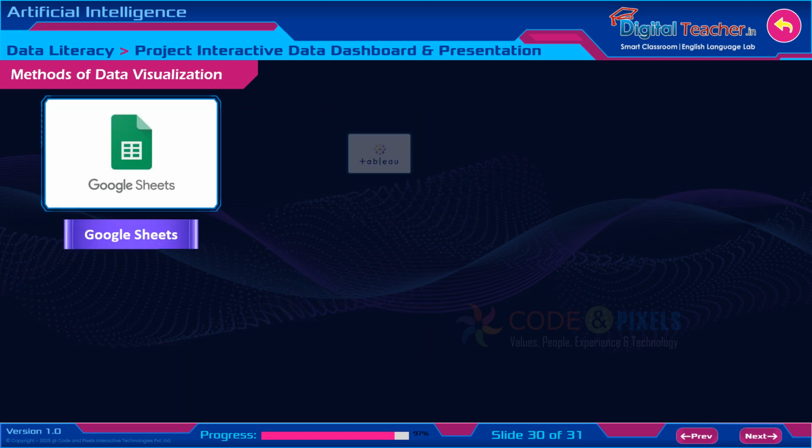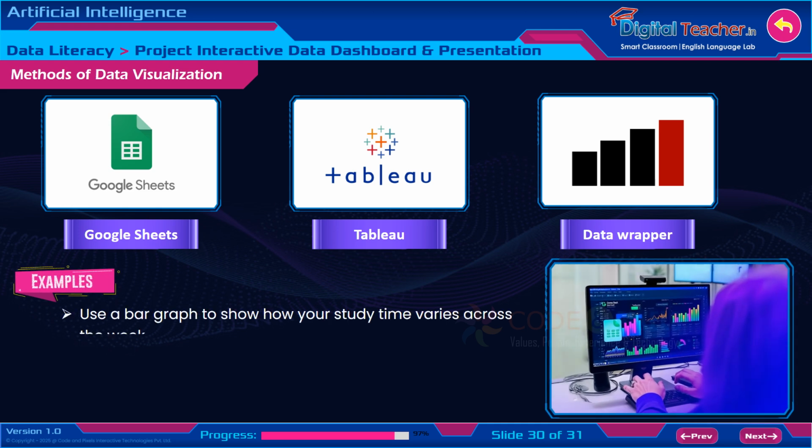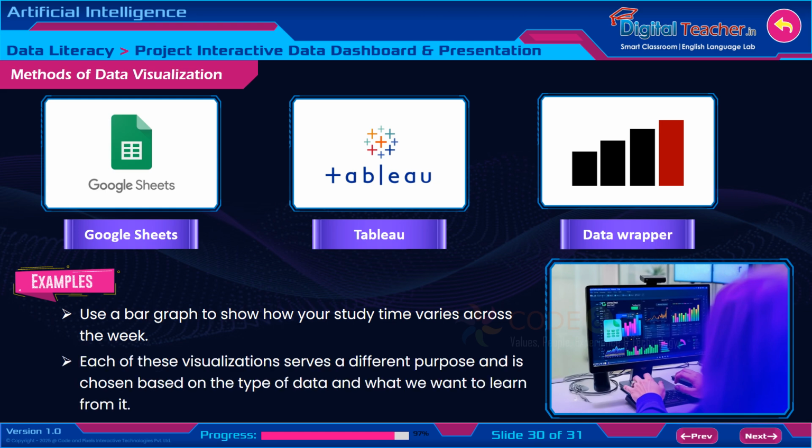Apps like Google Sheets, Tableau, or Data Wrapper help you create these visuals. For instance, use a bar graph to show how your study time varies across the week. Each of these visualizations serves a different purpose and is chosen based on the type of data and what we want to learn from it.